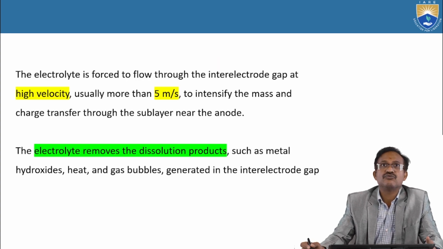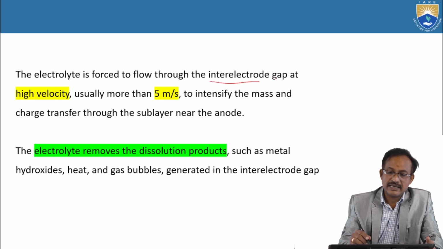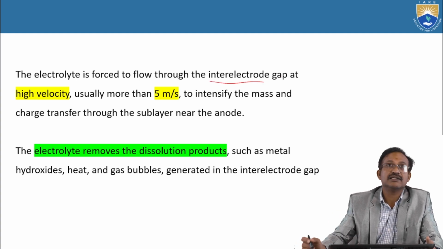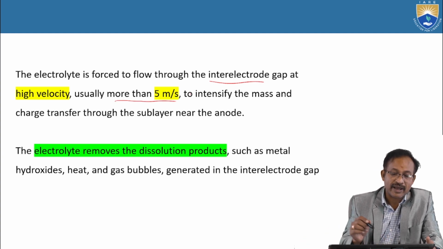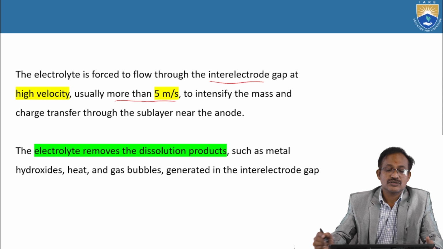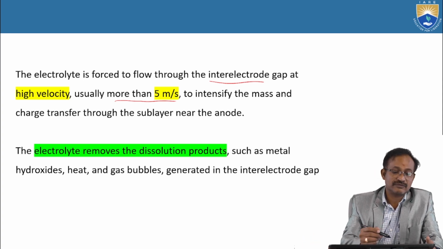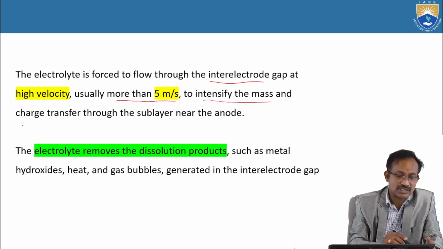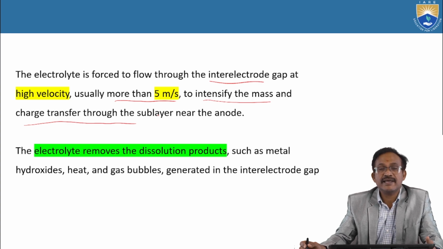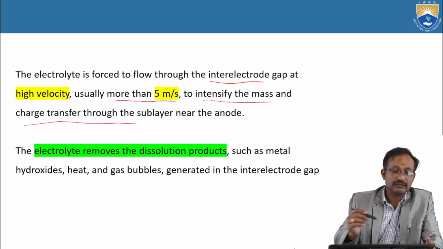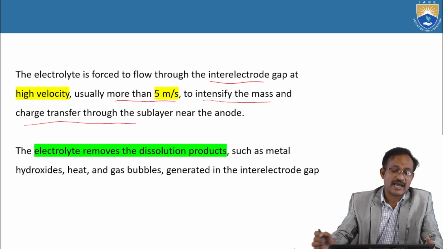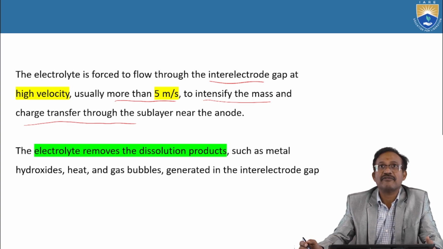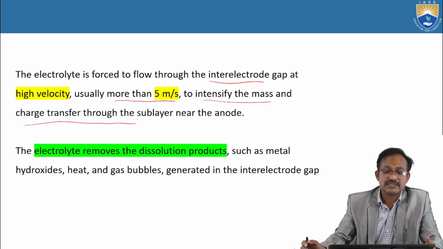The electrolyte is forced to flow through the interelectrode gap at high velocity, usually more than 5 meters per second, to intensify the mass charge transfer through the sublayer near the anode.